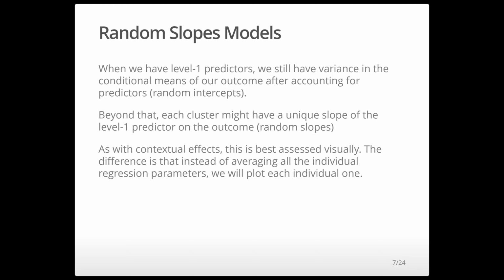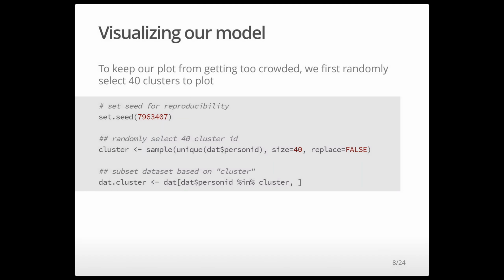As with contextual effects, this is best assessed and understood visually. And the main difference in what we're going to do here as compared to what we did last time is instead of looking at the average of all the slope and intercept parameters for each person, we're going to look at each one separately. Now, we can't look at all of them. We have too many different clusters for that, so it would just make too crowded of a plot.